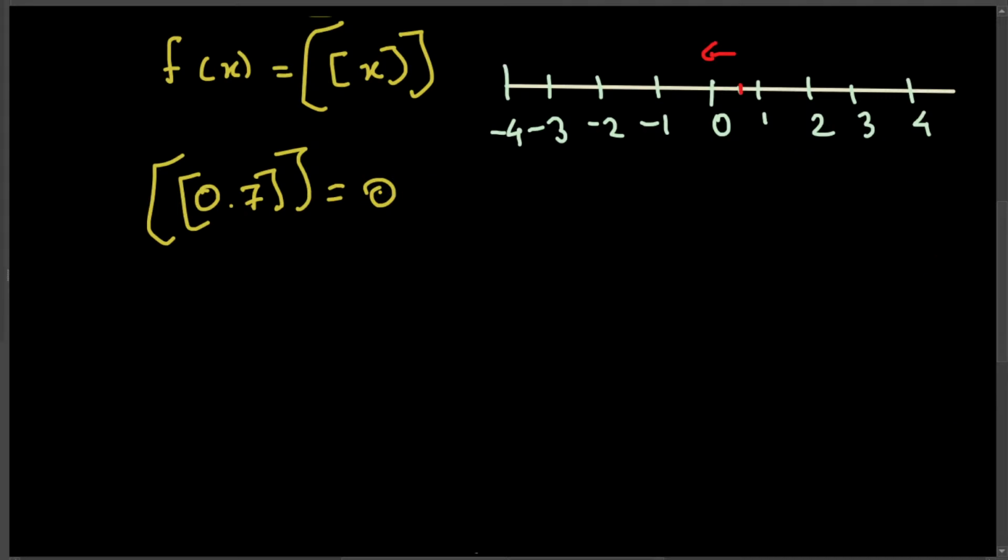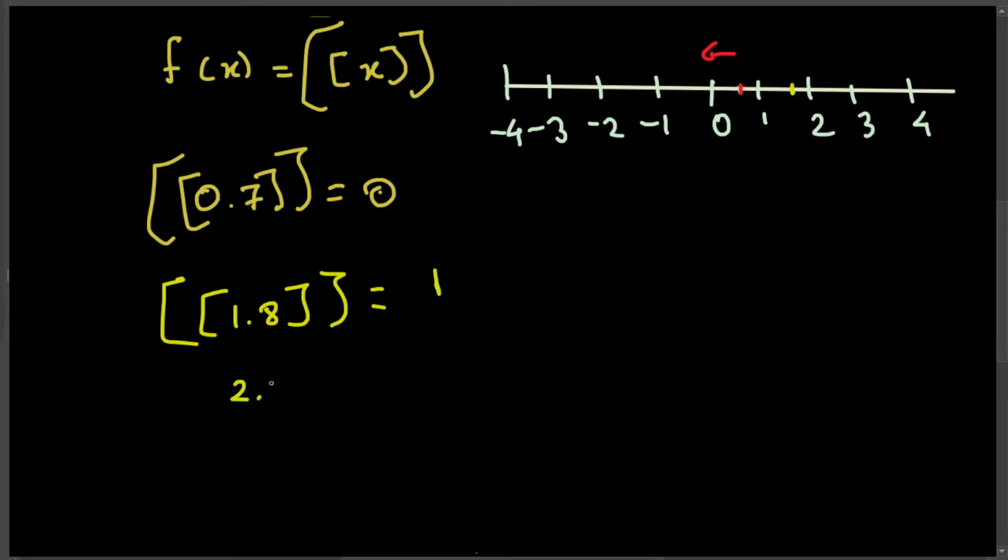Now let's look at another example. Let me use a different color, yellow. What is the greatest integer of 1.8? Where's the 1.8? 1.8 is right here, and if you look at the left side of this one, that is 1. So the greatest integer of 1.8 is 1.